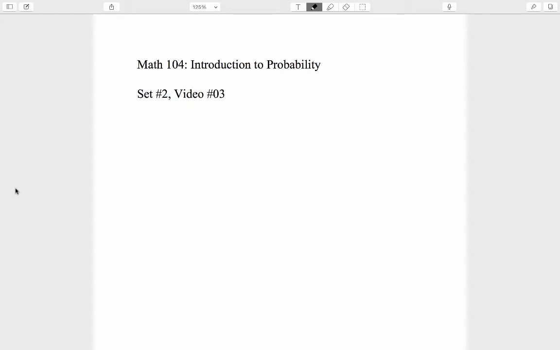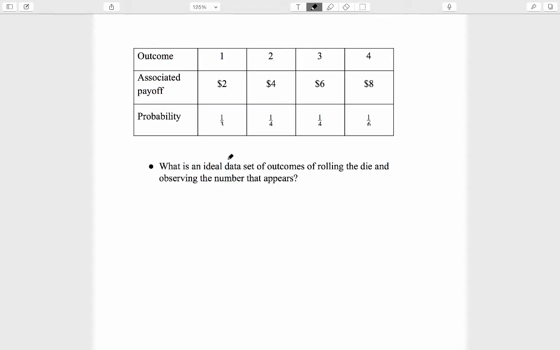Welcome back to Math 104. Working now with our unfair four-sided die, we ask what is an ideal data set of outcomes of rolling the die and just observing the number that appears. So forget for the moment about the dollar amounts, just look at the numbers that appear. I claim that the following set of 12 numbers will work.